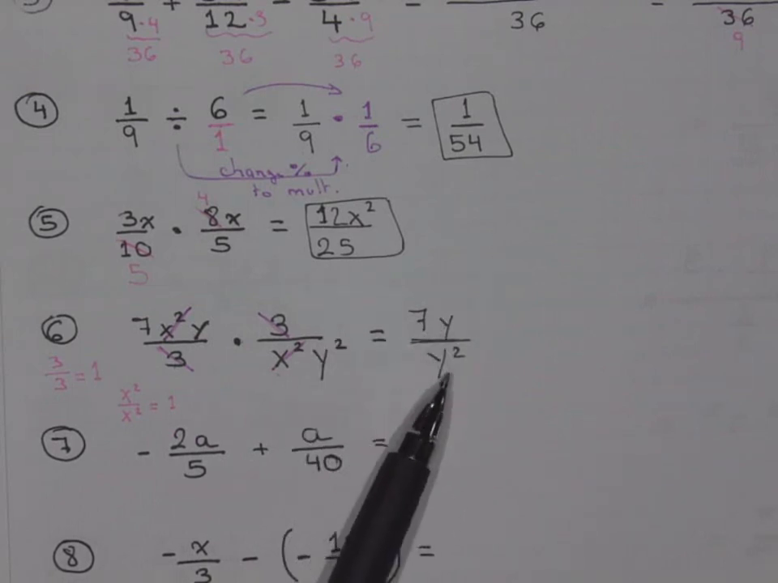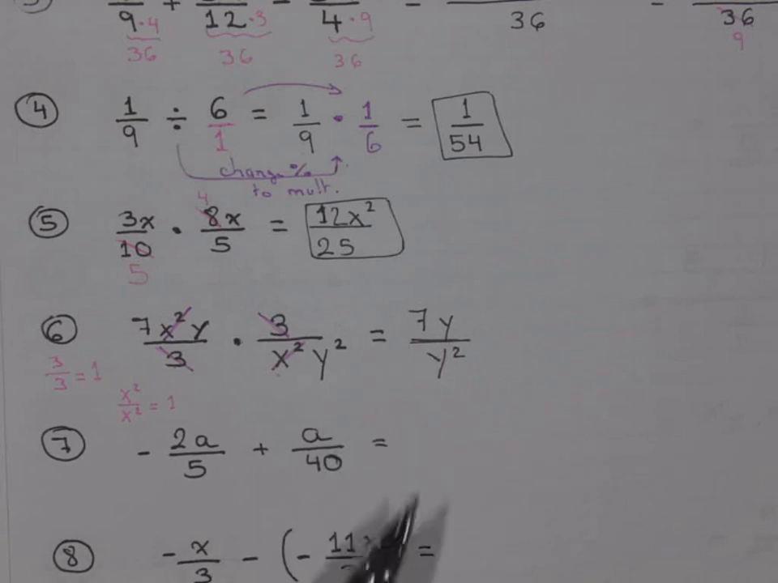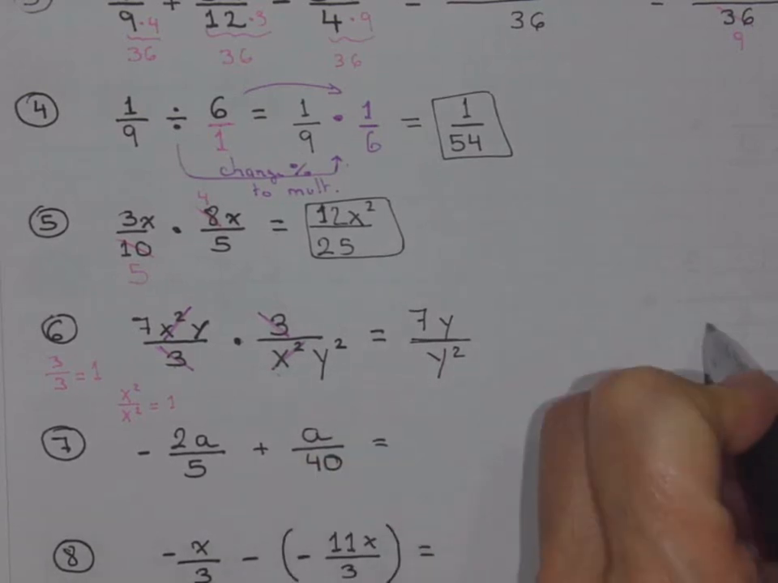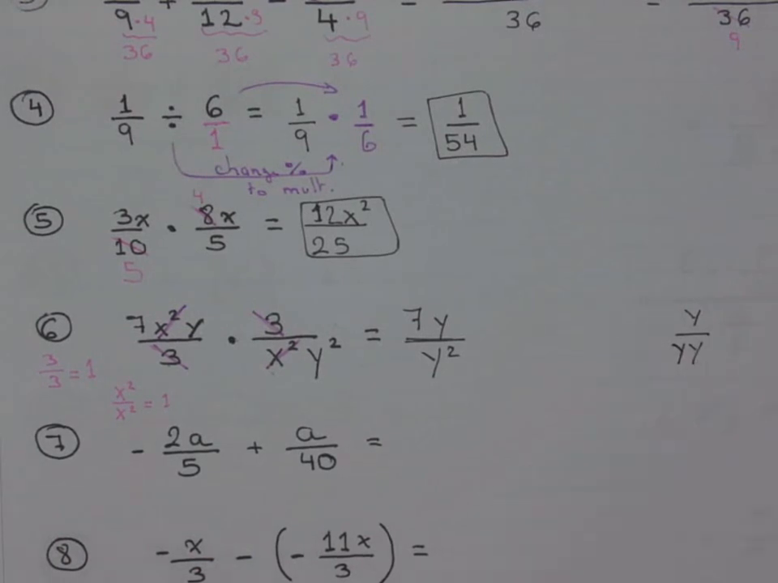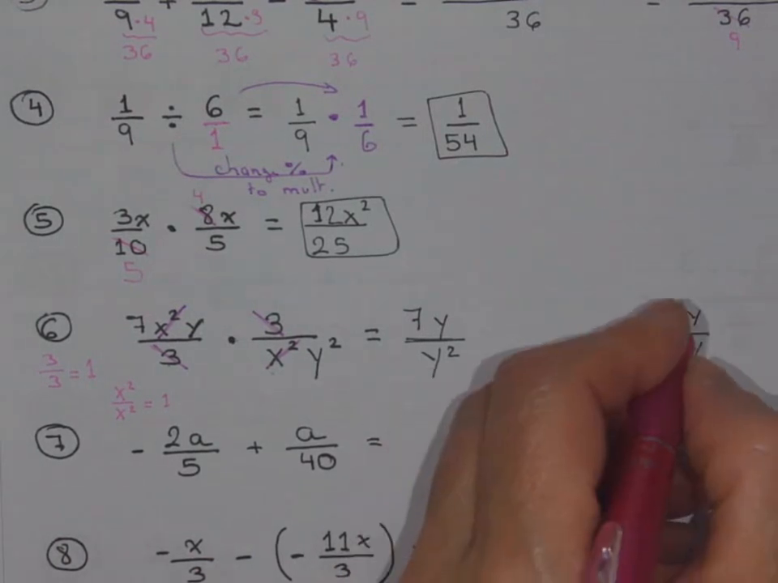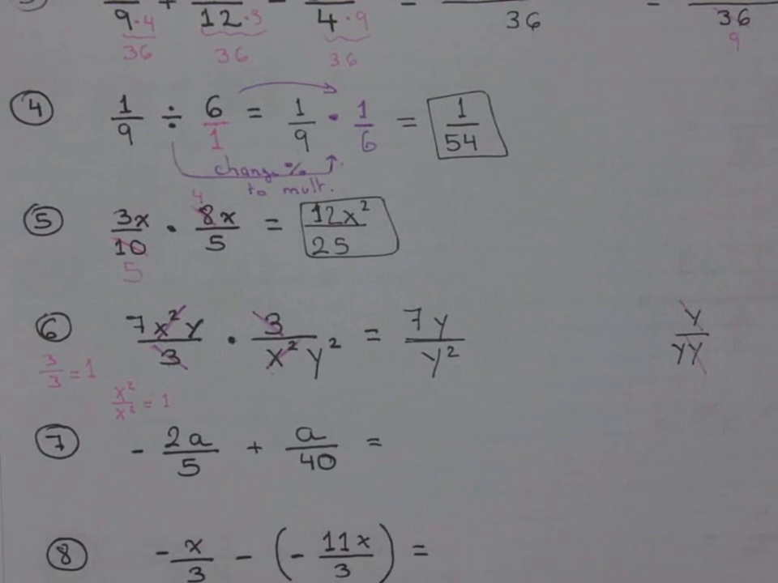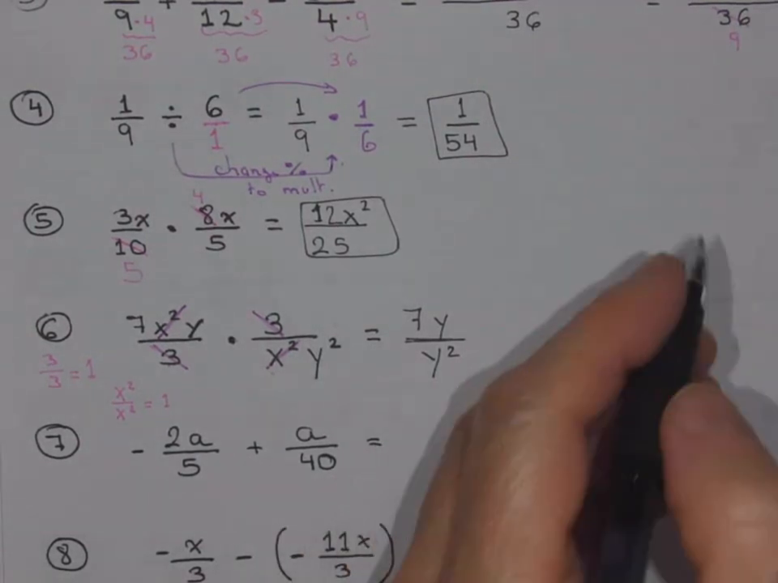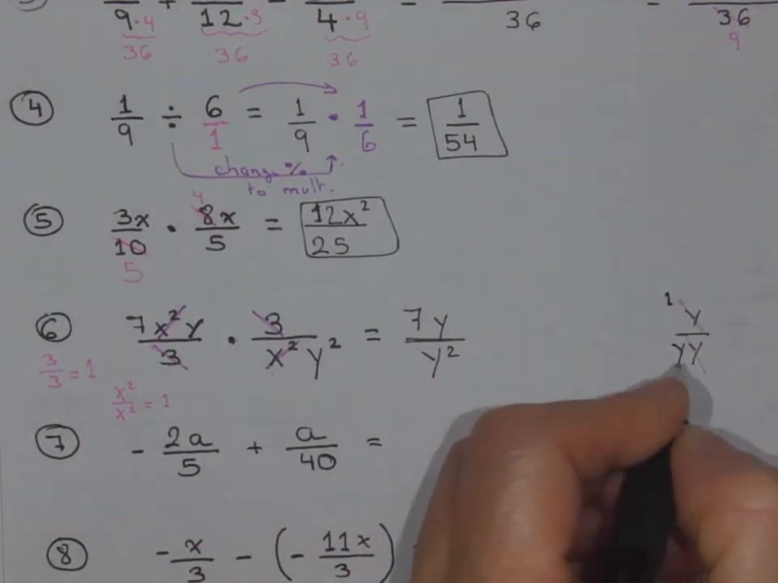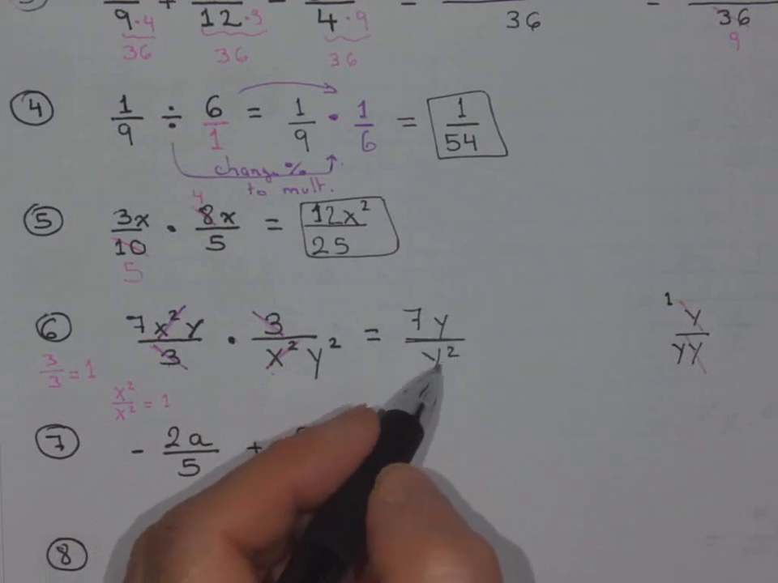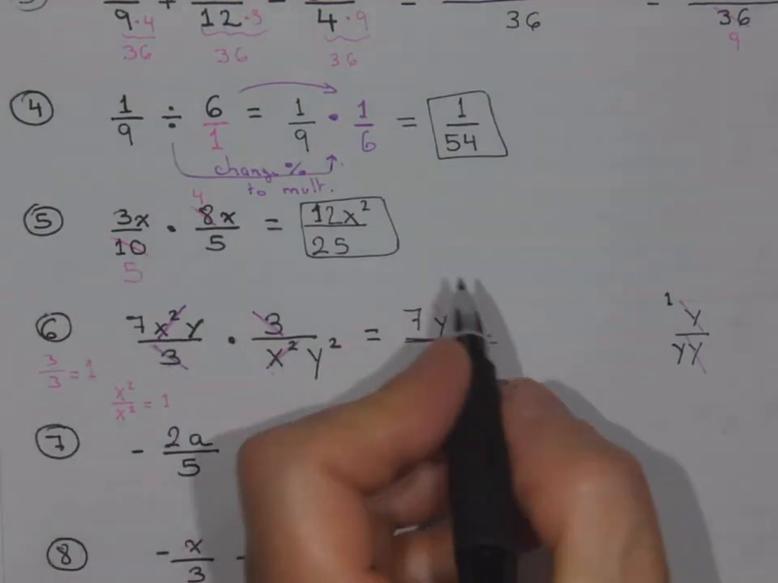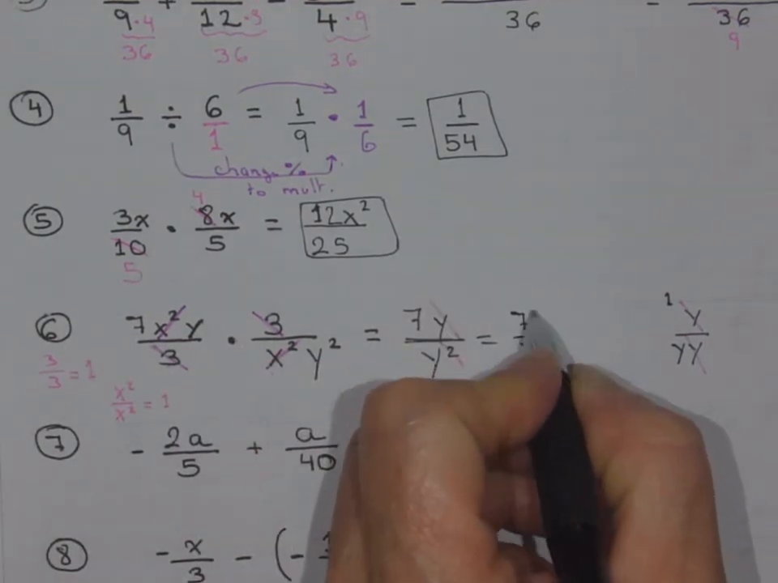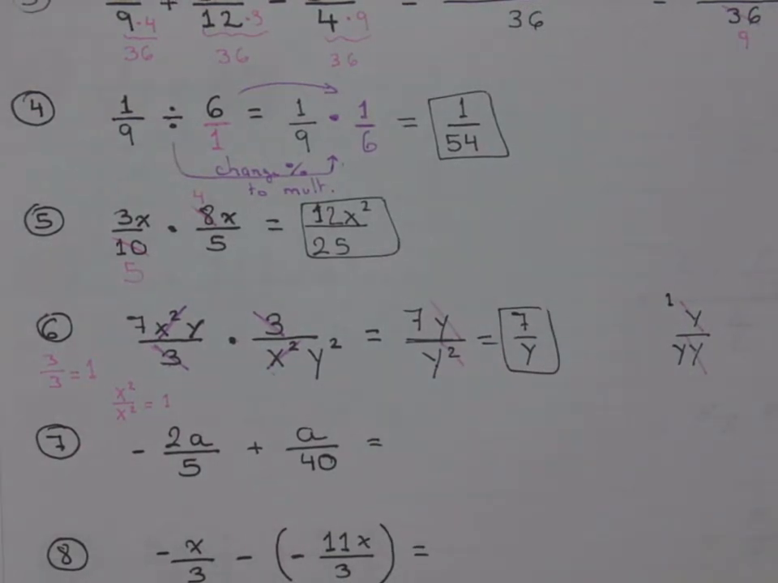So now I have a y over a y squared. So y over y squared really is y over y times y, right? Y over y. So that means that one of those y's cancels with one of those. And then I have a 1 left on the top over y. So this y cancels the square, and we're left with 1y at the bottom. So 7 over y. Okay?